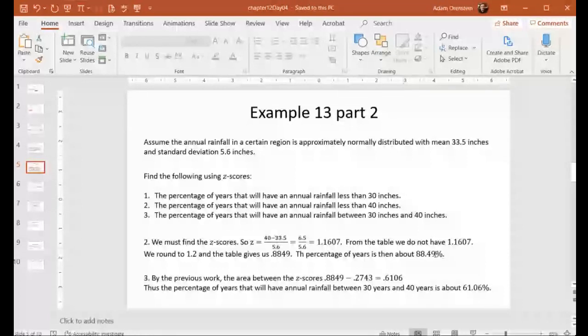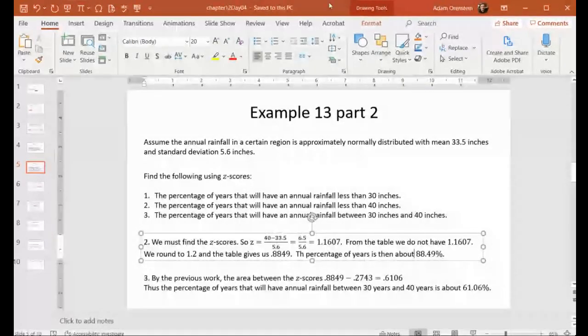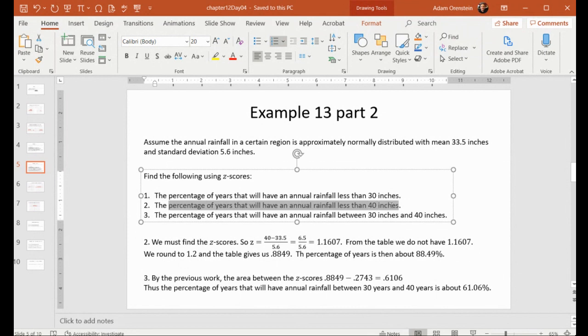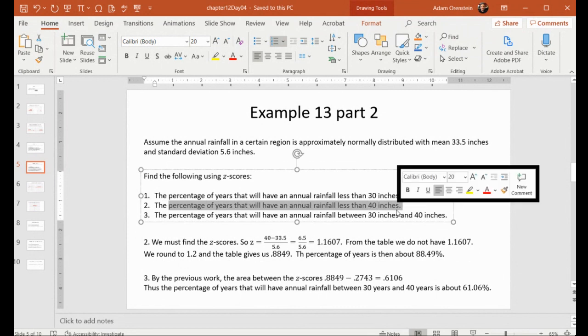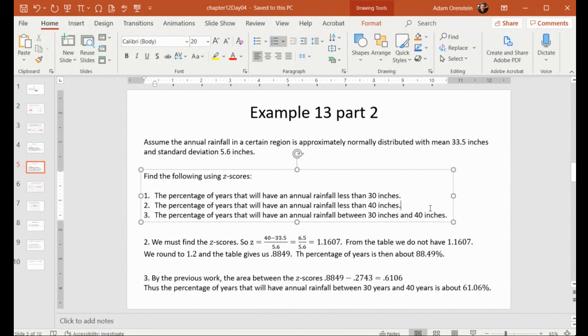Let's see. Here it is. So again, we're back here. We have 88.49%. From the table, we have 1.2, and because we had to round, we had 1.1607. Again, we're trying to get the percentage of data values less than 40 inches. That's what we're looking at here.